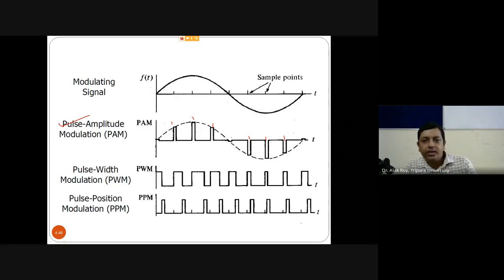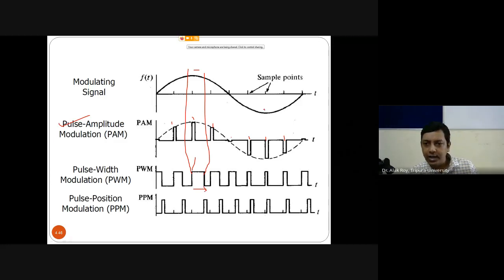Then what is PWM? It is width. The concept is that when you have a positive highest amplitude here, highest height, if you represent it with a line, I have to draw a straight line here. At this position, you have highest height. So for that, you will have maximum width.